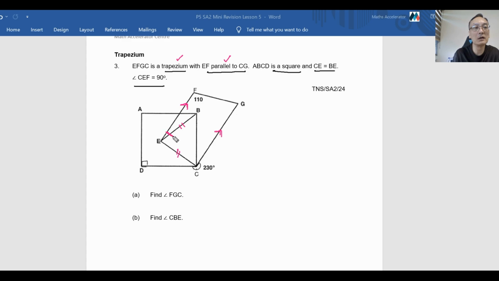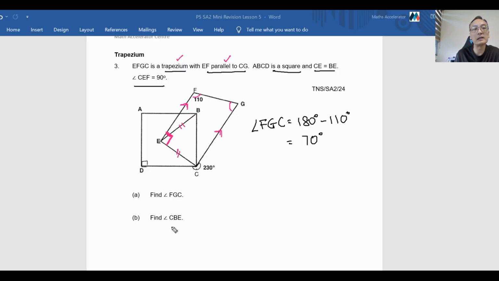CEF. So here is 90 degree, right? So our first angle to find is angle FGC. Here we know that this angle is 110. If this angle is 110, we know that between parallel lines, these two adjacent angles will add up to give you 180. So we can find this angle easily. So angle FGC, we will take 180 minus 110 degree, and we will get 70 degree.